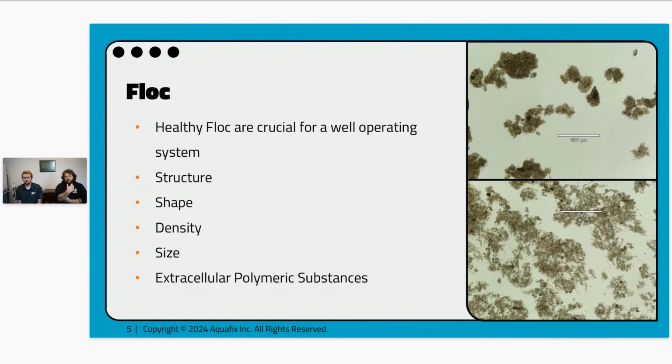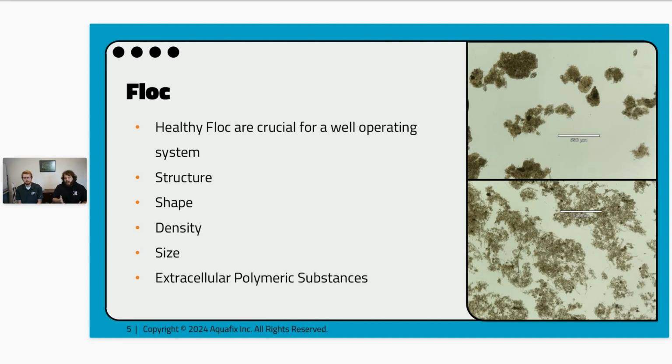So when we look at floc under the microscope, it's really important to get a sense of the health and the status of your floc, because your floc are ultimately what is doing the work in your system. They're the globs of bacteria that are capturing substrate and are sinking down and settling, that are going to capture free bacteria or just general nutrients in the system.